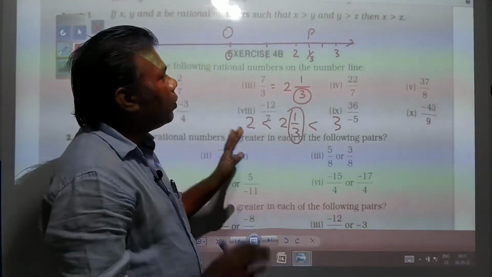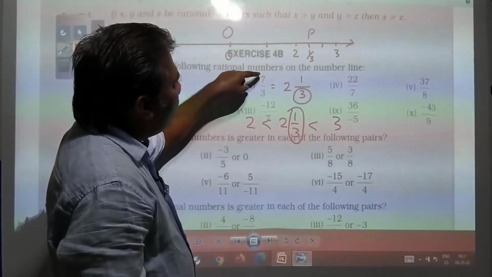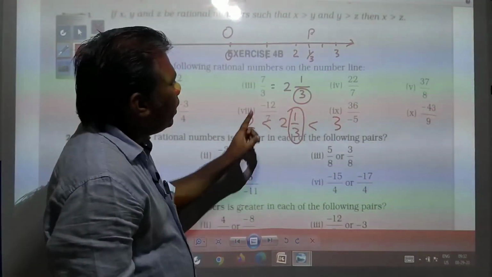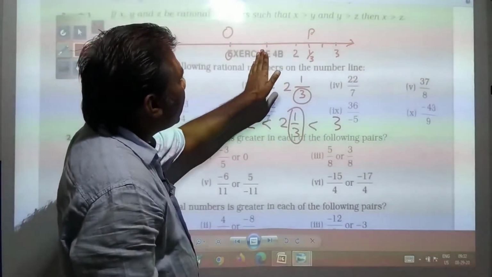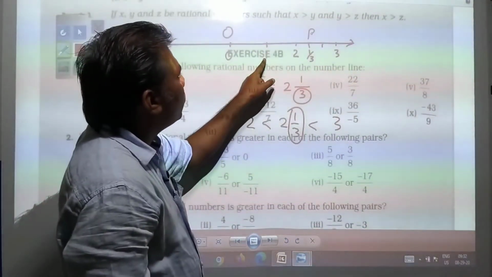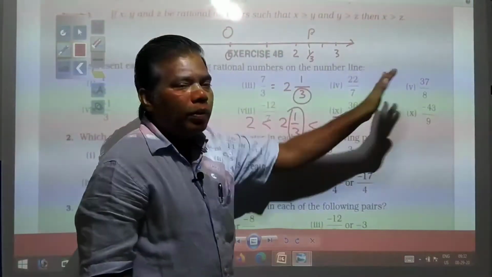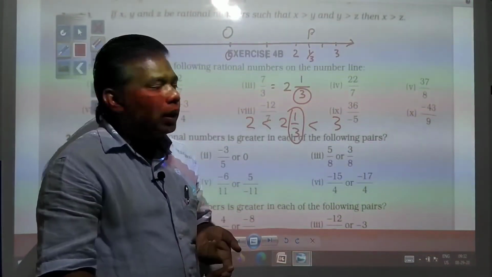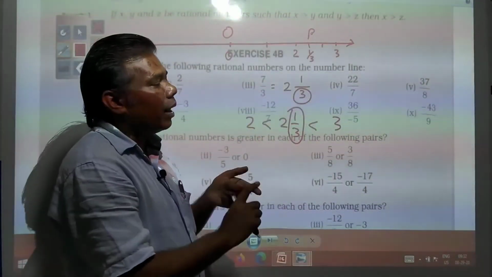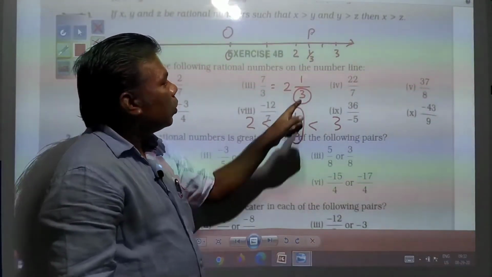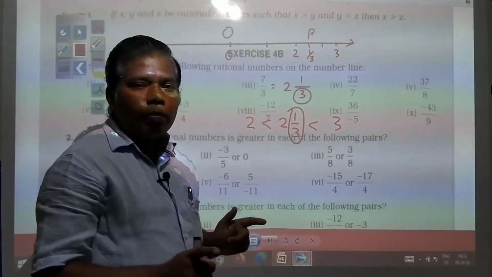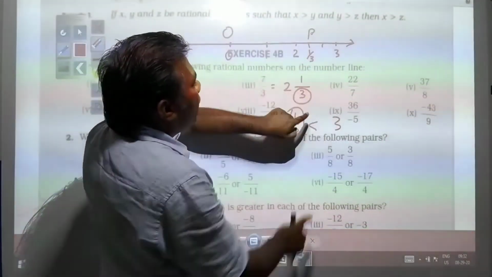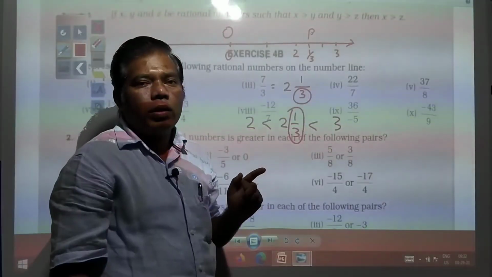So I hope you understood what is to be done. First of all, an improper fraction is required to be converted into a mixed fraction, and then the whole number can directly be shown on the number line. Whole number is 1, 2, even 3, 4, 5, 7, whatever will come, that can be shown directly. And then we need to see that the fractional part is coming in between which numbers. So this 2 whole 1 by 3 will come in between 2 and 3. So in between 2 and 3 this 1 by 3 is required to be located.